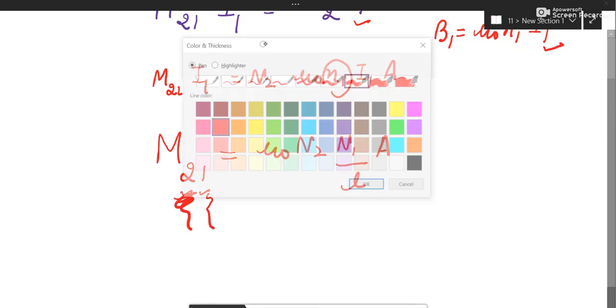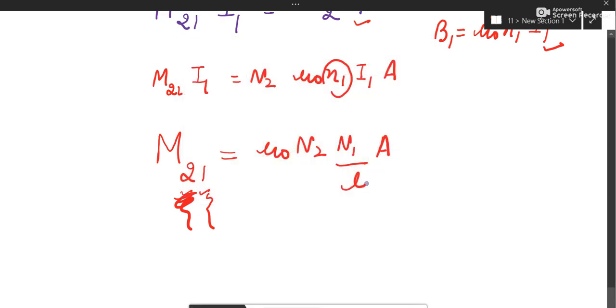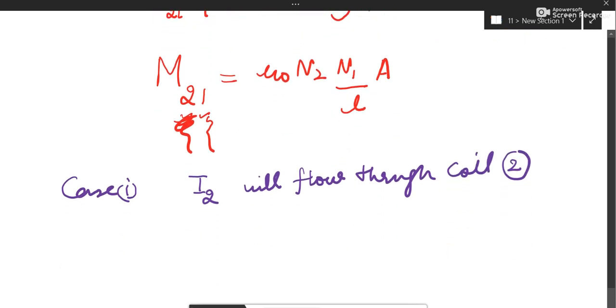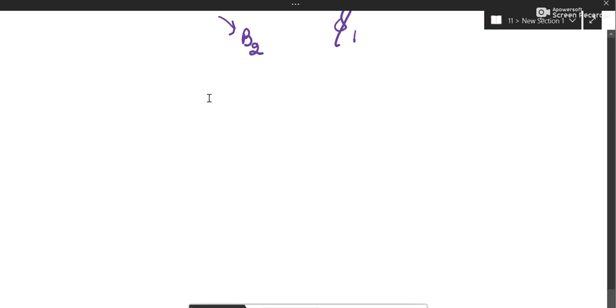Similarly, you have to find out the mutual inductance formula for coil 1 with respect to coil 2. You will draw the diagram once again, and this time you will flow the current through the second coil. Case number 2: I2 will flow through coil number 2. The bigger coil is coil number 2, so the magnetic field will be that of coil 2 and the flux will be associated with coil 1. Same steps we'll be doing. Let us see it once again.